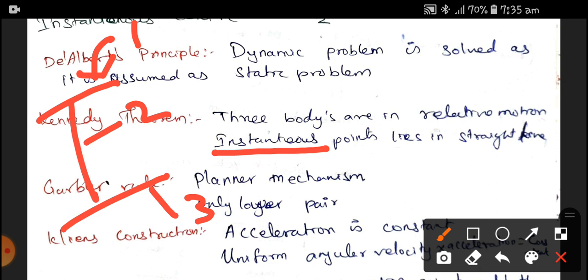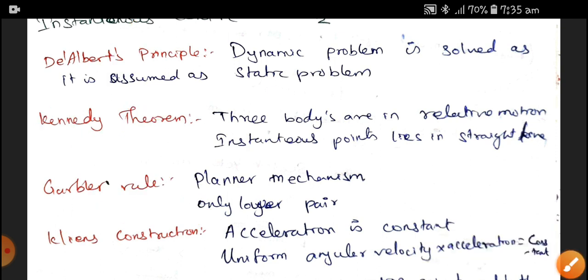When three bodies are in relative motion, the instantaneous points lie on a straight line. By means of the letter I, you can easily remember the Kennedy theorem. I can repeat: Kennedy loves ice cream. Therefore, I relates to the instantaneous point, and again you can look at the I having three bodies, three straight lines. Therefore, if three bodies are in relative motion, the instantaneous points lie on a straight line. Like that you can easily understand.